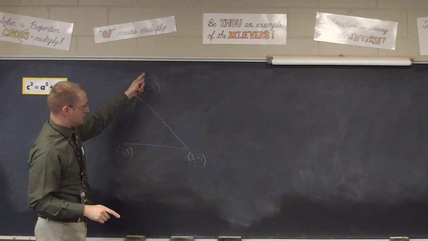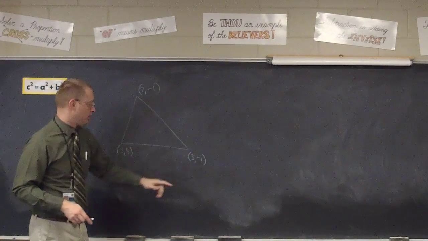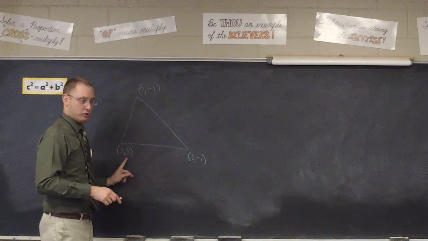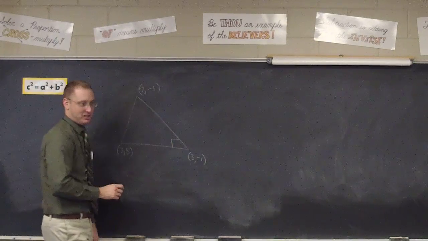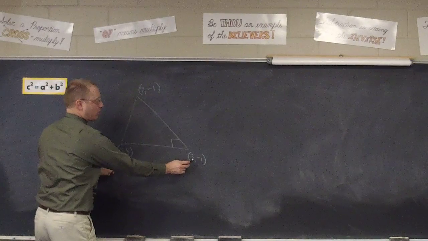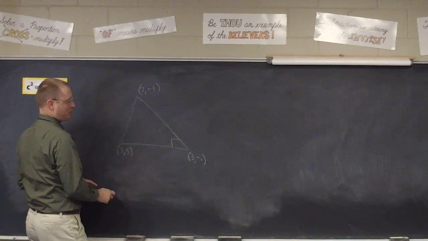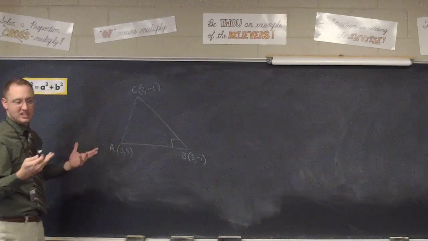So these have the same y values. This is a horizontal line. This is the same x value. So this is a vertical line. So this has got to be the right angle here. Do you see that? This has got to be horizontal. This has got to be vertical. So these have got to be perpendicular to each other. But let's let the math confirm what I speculate.